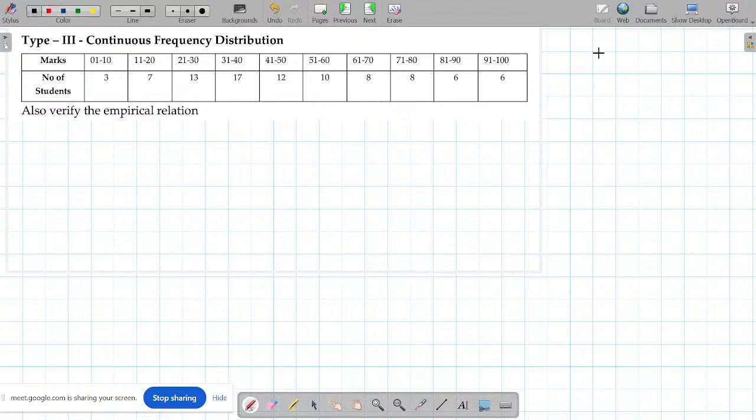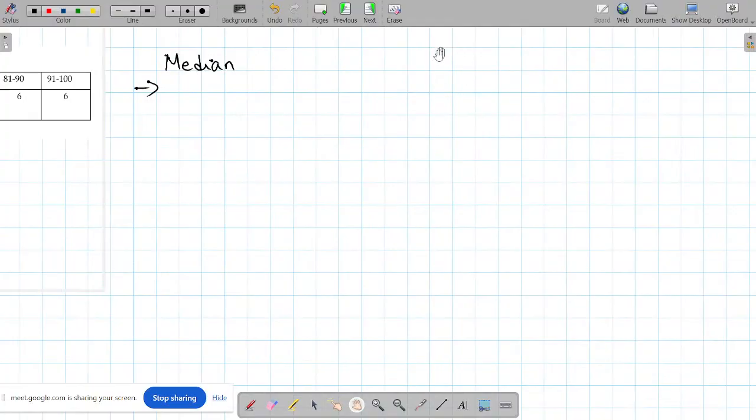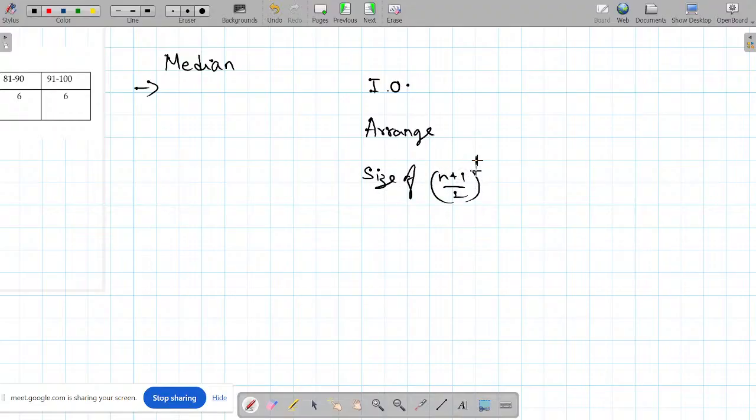Second heading, to find median. Usually what do we do? In the case of individual observation, we need to arrange. Then how do we find it? Formula: size of (n plus 1) by 2th observation.